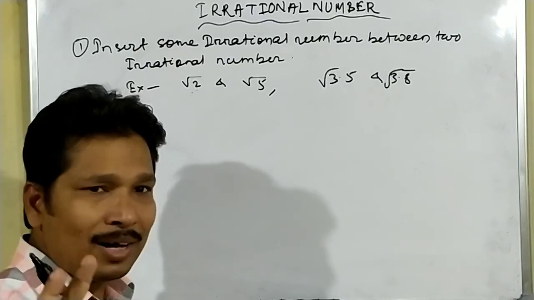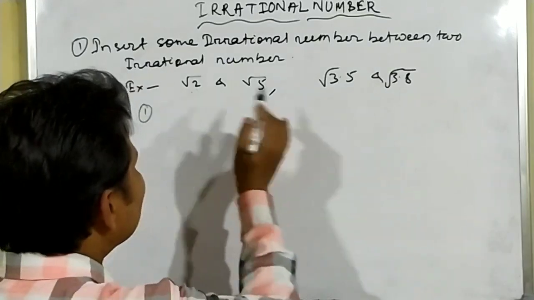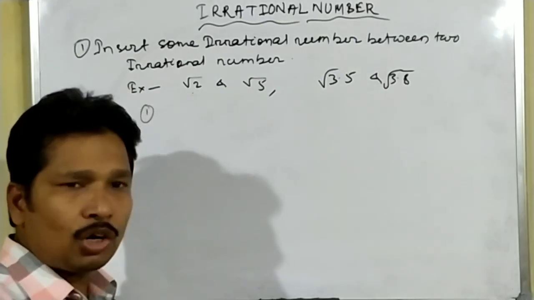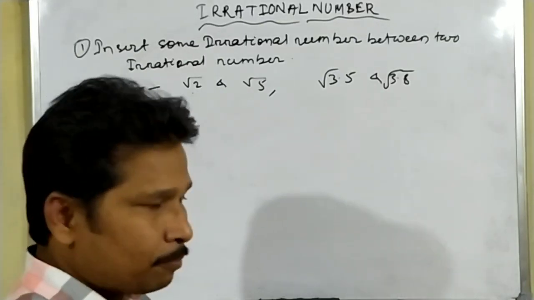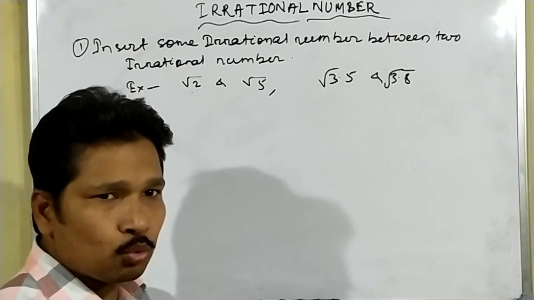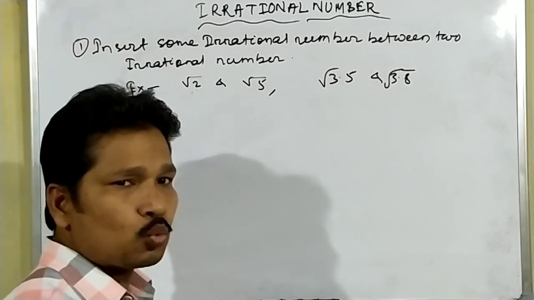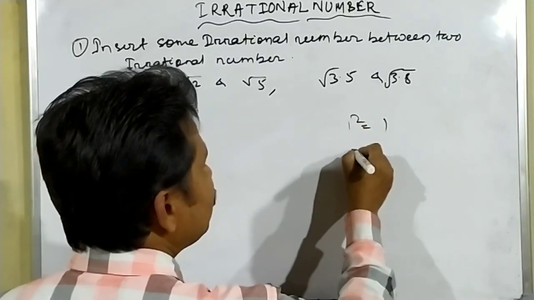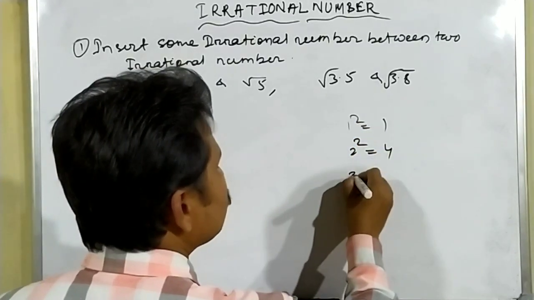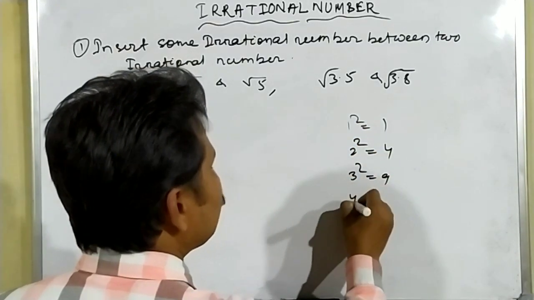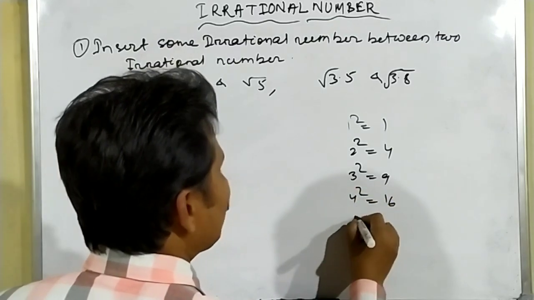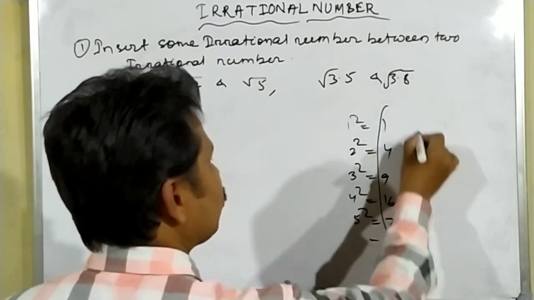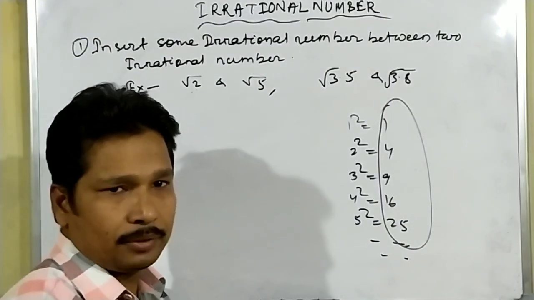But we have to keep one thing in mind: whatever number we write below the root, that number should not be a perfect square. What is the meaning of perfect square? The number which is a square of any other number. That means 1 square equals 1, 2 square equals 4, 3 square equals 9, 4 square equals 16, 5 square equals 25, like this. These numbers are known as perfect squares.